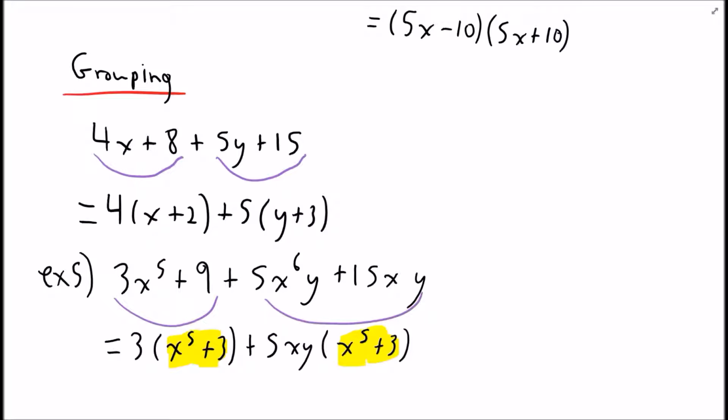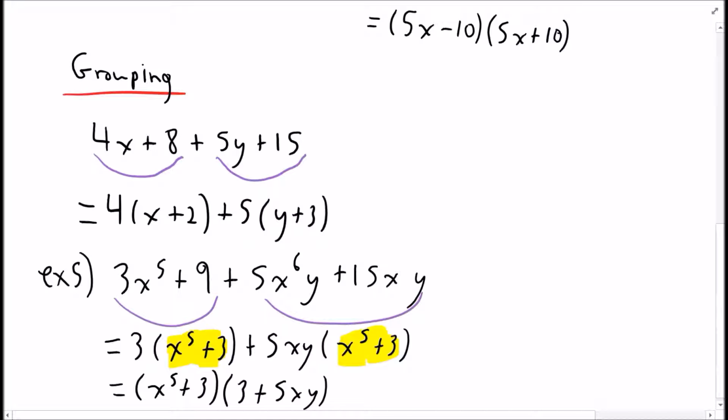And if we do that, we can now factorize out what's in the brackets. So it's common to both of them. So we get x to the 5 plus 3, and then what was left over, 3 plus 5xy. And then that would be fully factorized. So that one had one additional step to it.